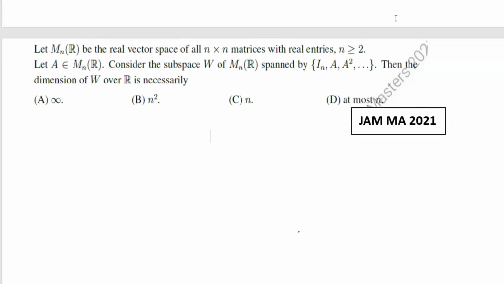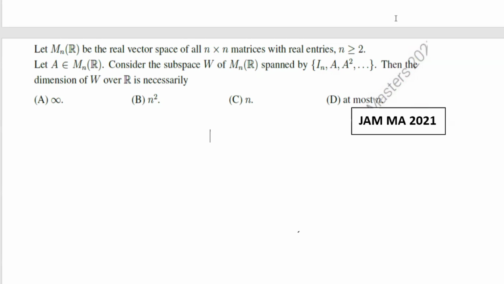Today I will solve a question from the JAM exams. The question is: given that M_n(R) is the real vector space of all n cross n matrices with real entries, where n is greater than or equal to 2, and any A belongs to M_n(R), consider the set W which is spanned by the set {I, A, A squared, ...}. Find the dimension of W.